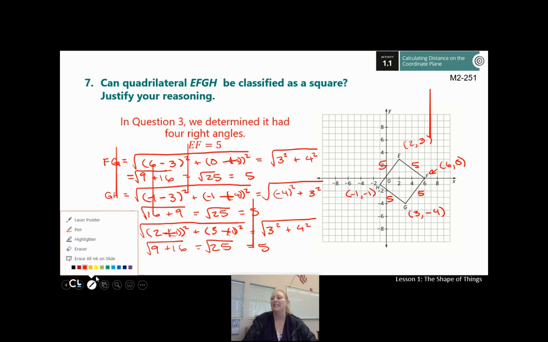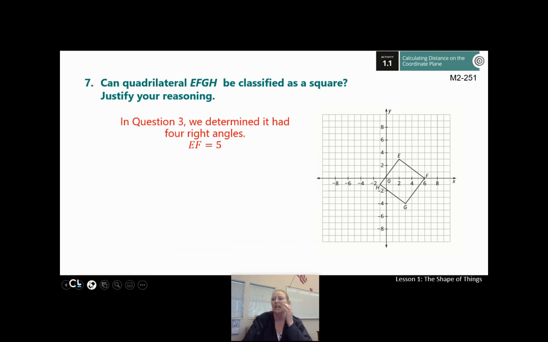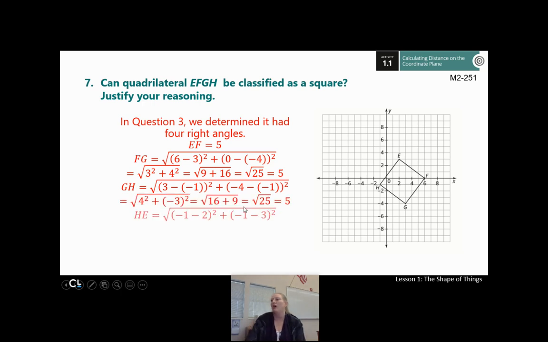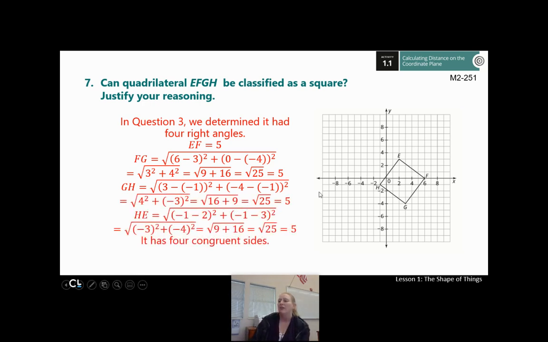I'm going to erase this so you can see my prettier writing. It'll look a little better. So it looks like all of our sides are 5. Every single one of them. Which means there are 4 congruent sides, which means quadrilateral EFGH is, in fact, a square. 4 congruent sides, 4 right angles. Boom, we got this.